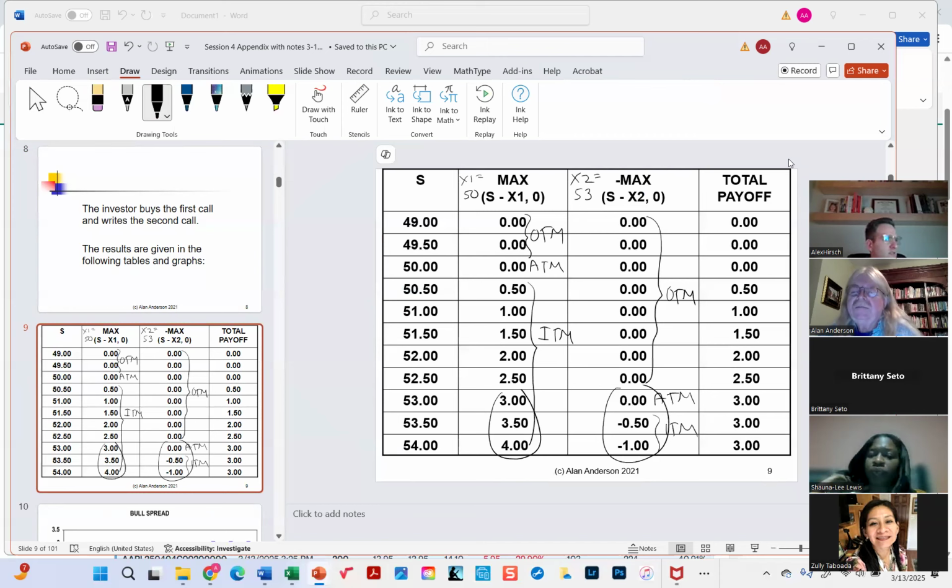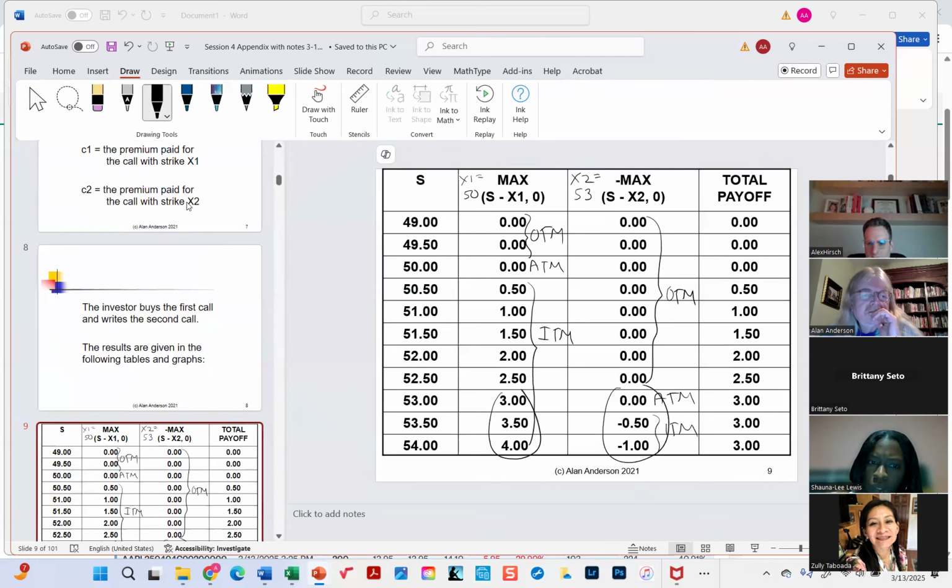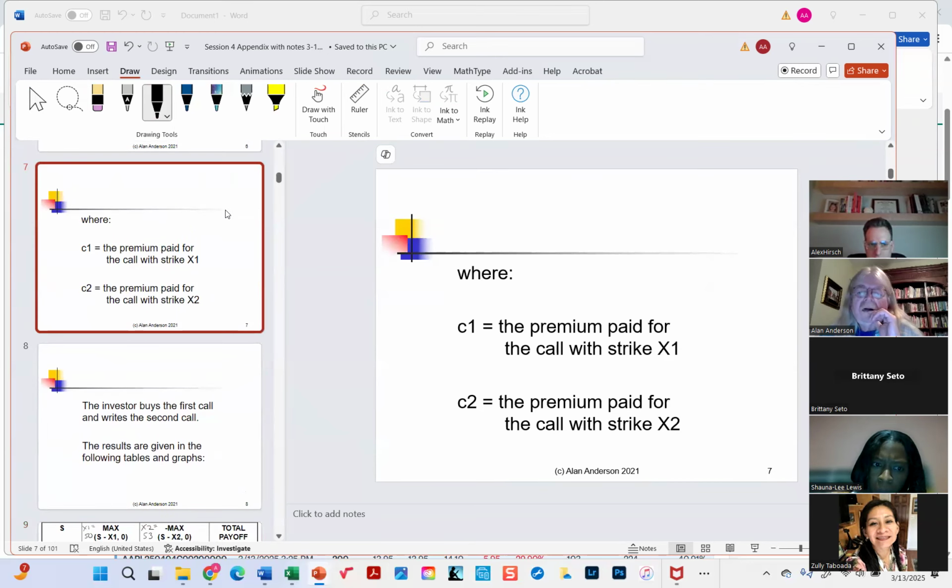Okay. You're buying one call and you're selling another. So on slide 7, where it says the premium paid and then the premium paid, shouldn't one be premium received? Well, that's a very good point. You're absolutely correct. I'm glad you noticed that. It always helps to have a second pair of eyes looking at anything you've written.